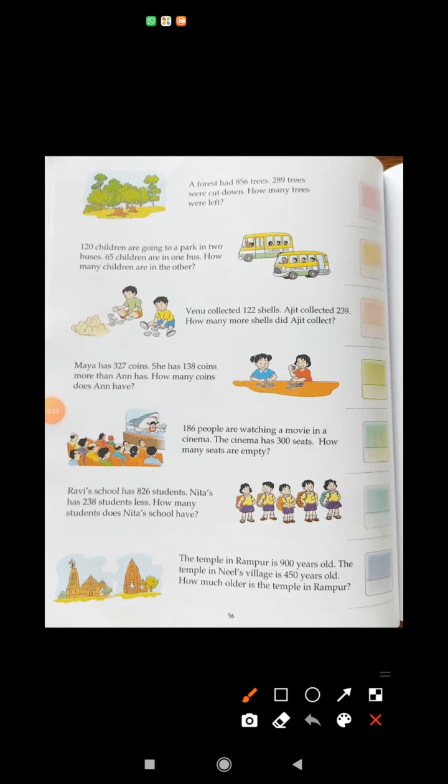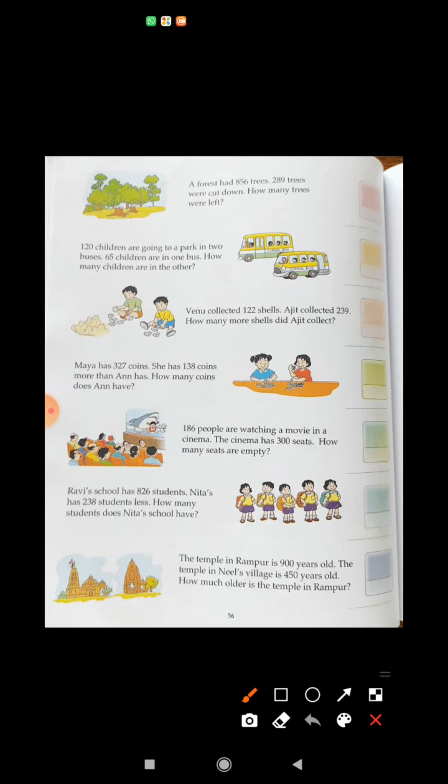Ravi's school has 826 students. Nita's school has 238 students less. How many students does Nita's school have? Here also you will subtract 238 from 826. Now next you do it yourself.